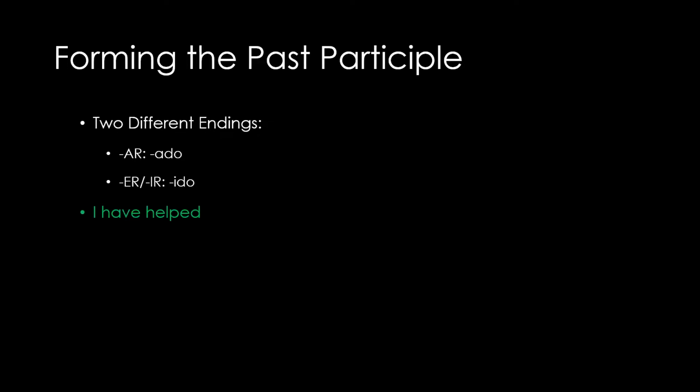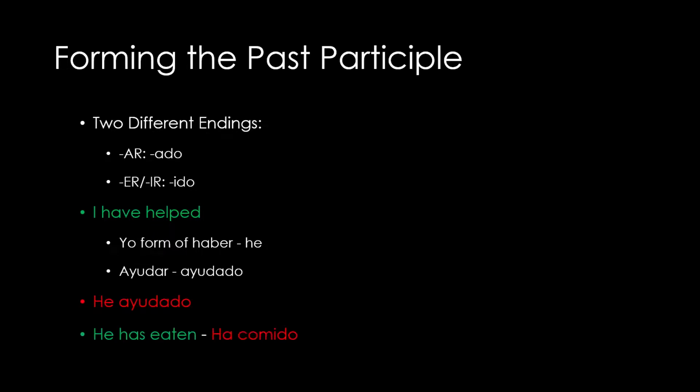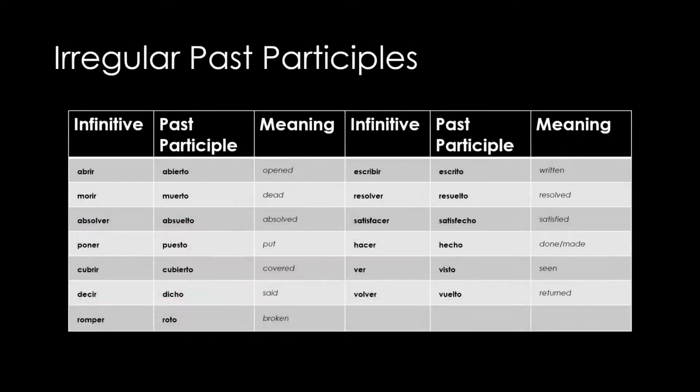Let's do an example. If I said, "I have helped," I would conjugate haber and then put ayudar into the past participle form. The sentence is now he ayudado. "He has eaten" is ha comido. There are also irregular past participles. Below are some examples. These irregulars will be used instead of adding ado or ido to the end of the verb. "I have returned" is he vuelto.